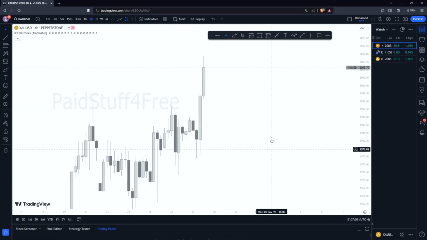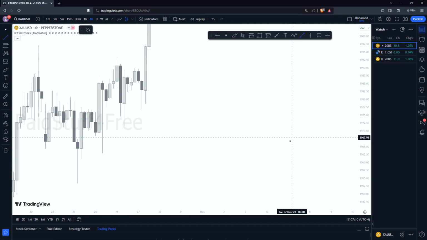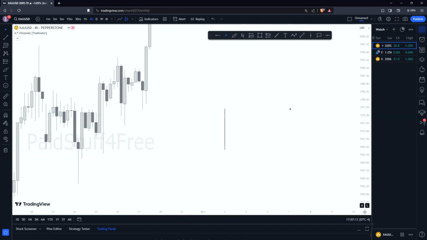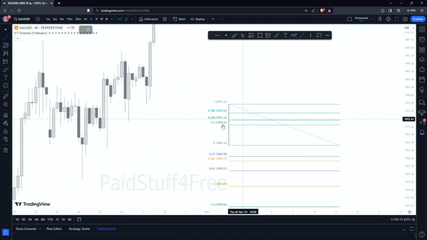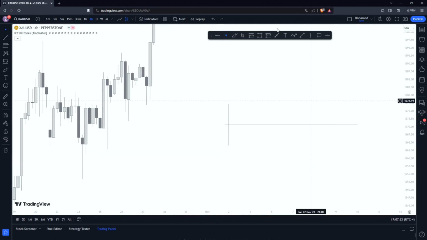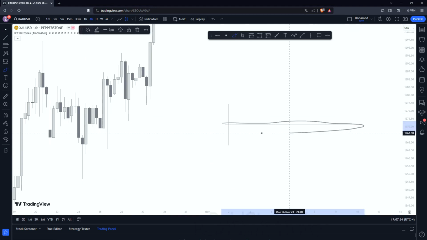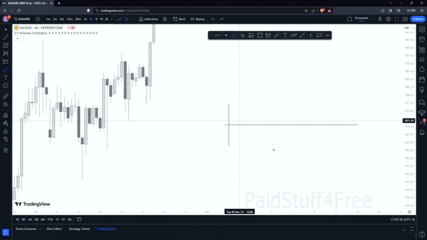Consequent encroachment is the 50% of anything, but us, we're going to use it on 50% of a wick. So you're going to have a wick, boom, boom, 50%, right? This is your 50%.